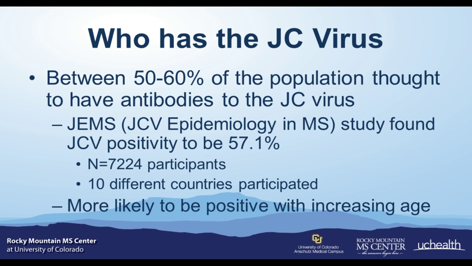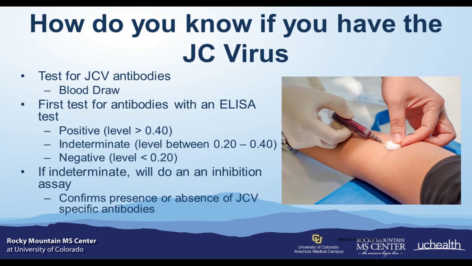We think that there is a trend to be more likely to be positive for this virus, or to have gotten this virus, as you get older, which makes sense because you've been more likely exposed to more ways of getting this virus. So how do you know if you have the JC virus or if you've been exposed to it previously? The easiest way that we do this is through a blood test, where we test for something called the JC virus antibodies.